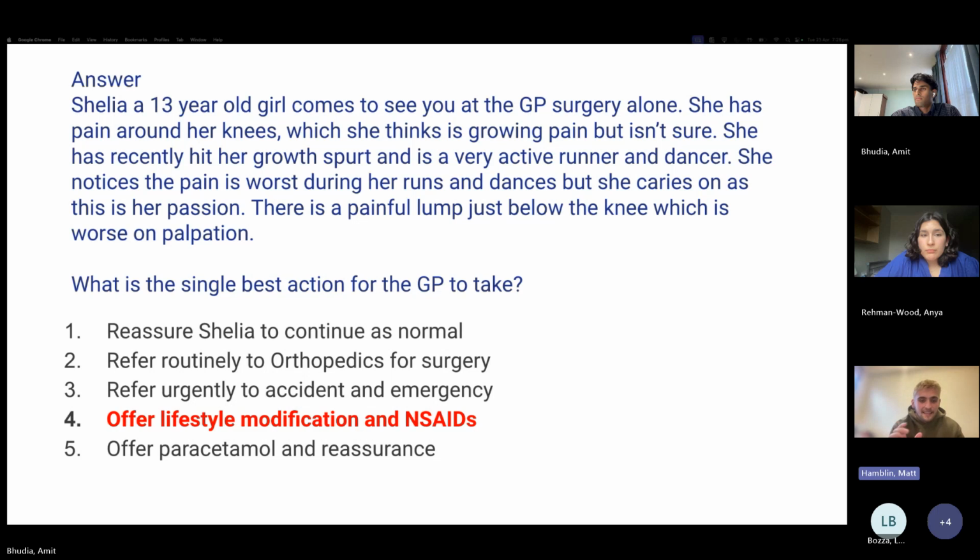The next thing, the key is that there's a painful lump just below the knee, which is worse on palpation. This kind of opens your mind up to a couple of different differentials. It could be Osgood-Schlatter's disease, which is where the tibial tuberosity grows abnormally, and you can see it in some people, like I've got it in both knees, and you just get a bulge of that tibial tuberosity, which can be treated if it's causing severe pain, and they essentially cut open the front of the knee and shave that. Otherwise, it's just left, and you can again give lifestyle modification and NSAIDs.